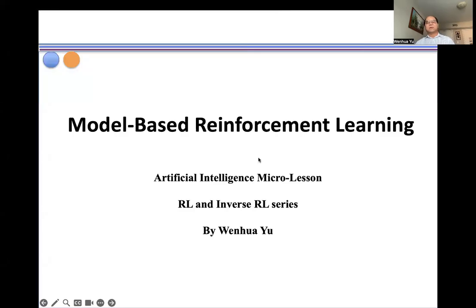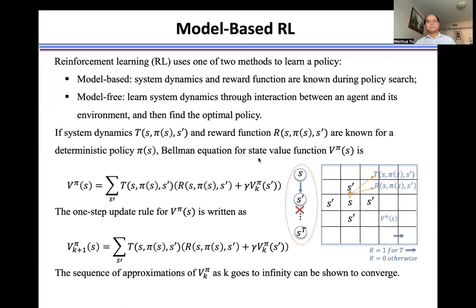Now I introduce model-based reinforcement learning. Reinforcement learning uses one of the following two methods to learn a policy. First method is model-based. In the model-based method, the system dynamics and the reward function are known for policy search. That means the agent knows its environment, so it knows its next state when it takes an action.